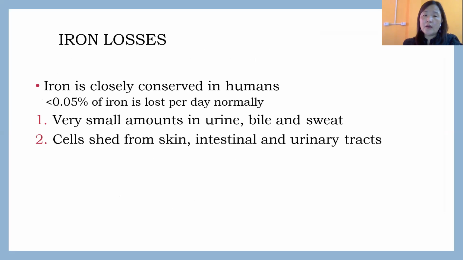How does the body lose iron? In what way does iron get lost from our body? Around less than 0.05% of iron is lost per day normally, and it gets lost through urine, through the skin, and through the urinary tract, intestinal tract, and also in the form of sweat.